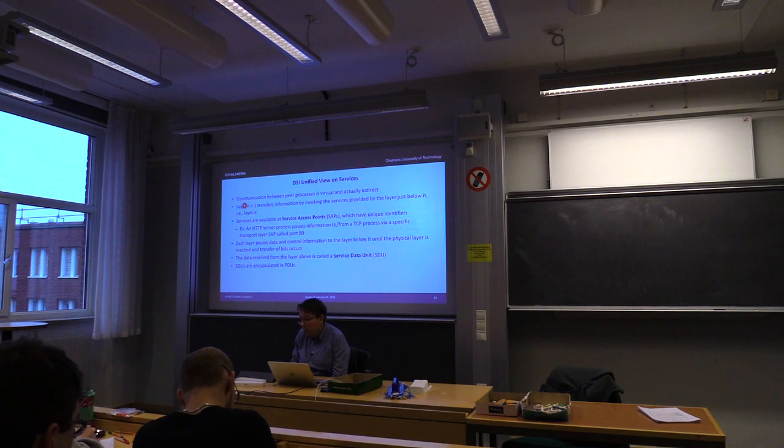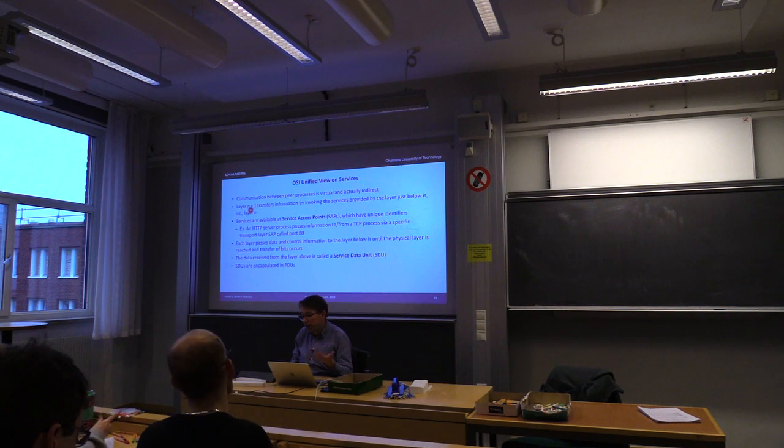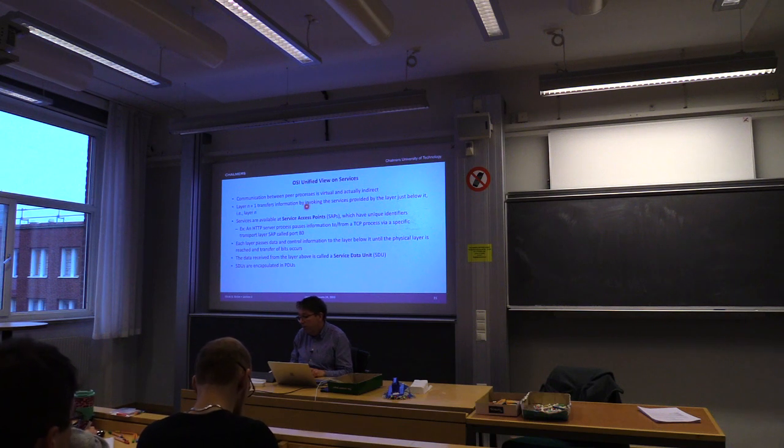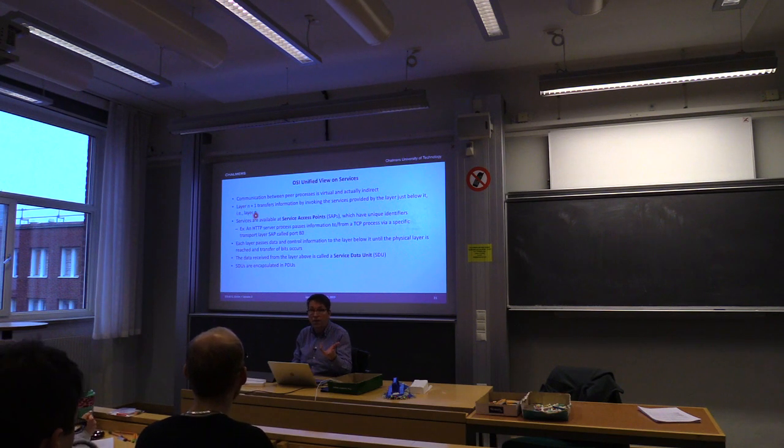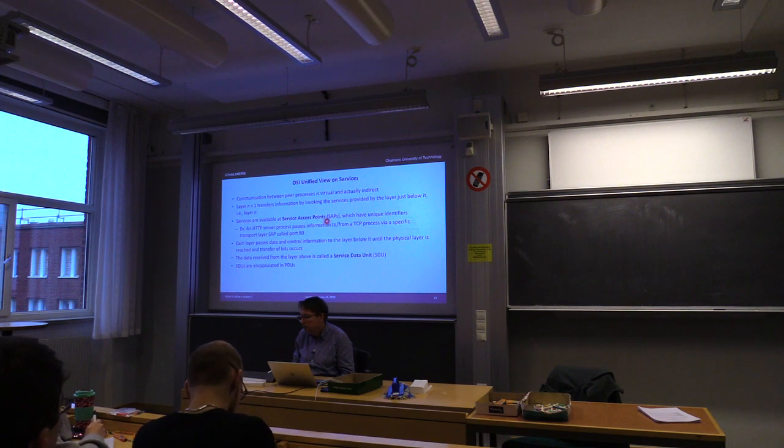So layer n+1, say layer 4, transfers information by invoking services provided by the layer below it, that is layer n. So if n+1 is 5, then n is 4. So layer 5 uses layer 4, layer 4 uses layer 3, and so forth. Services are available at some type of software construct called service access points, which have unique identifiers.